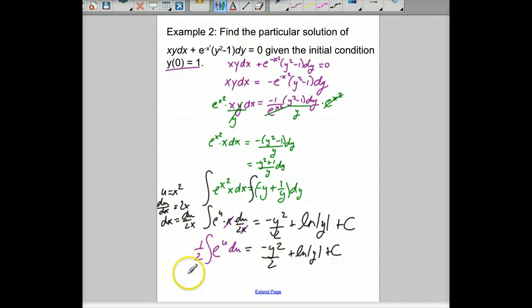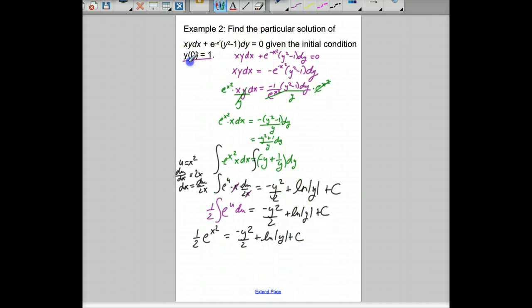And over here on the left side we have 1/2 e to the u, because the integral of 1/2 e to the u du is e to the u, and I plugged in the u. So there's our final answer. And since it would be really hard to solve for y, let's not do that first. But we do want to use our initial condition.